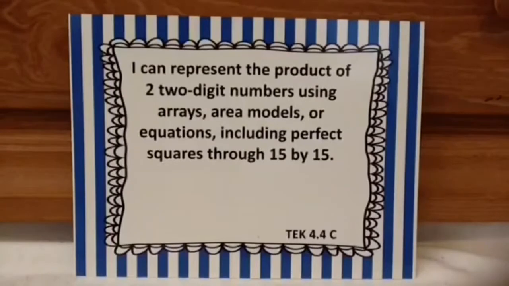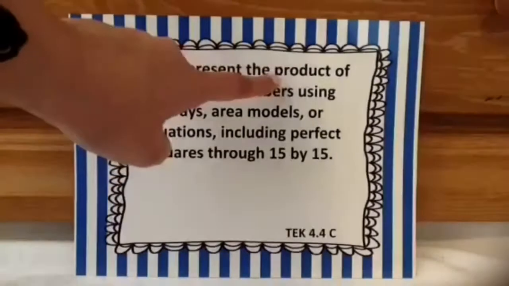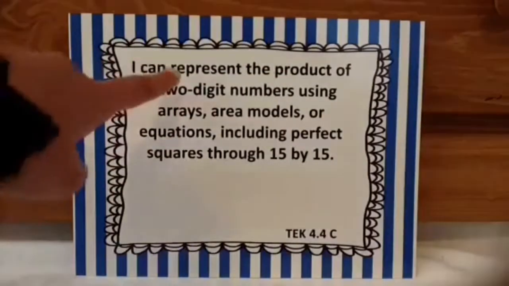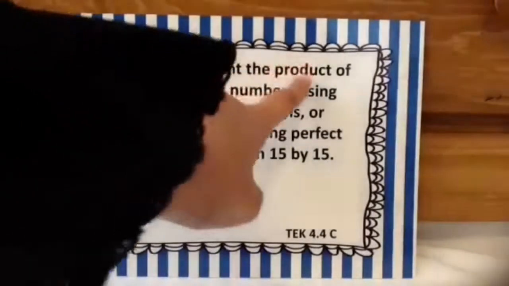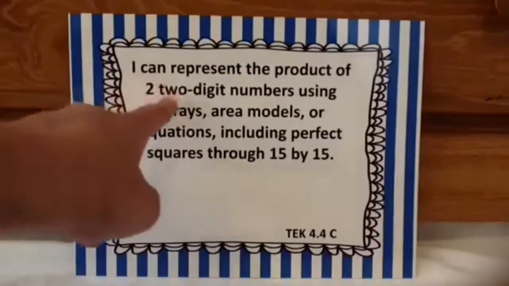Scholars, let's look at TEK 4.4c. I can represent the product of two-digit numbers using arrays, area models, or equations, including perfect squares through 15 by 15. So product is the answer to a multiplication problem. So we're talking about representing the answer to a multiplication problem, and it's two-digit numbers.